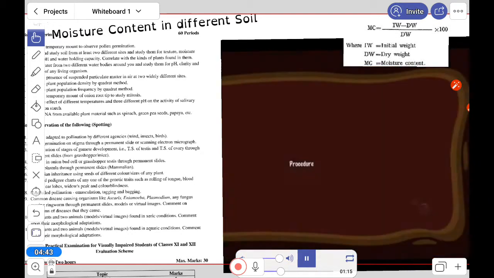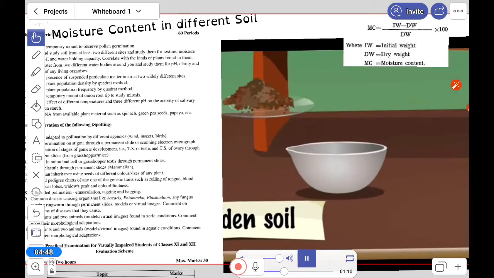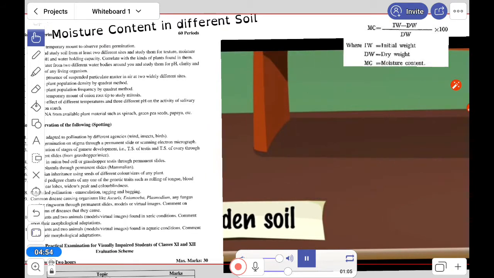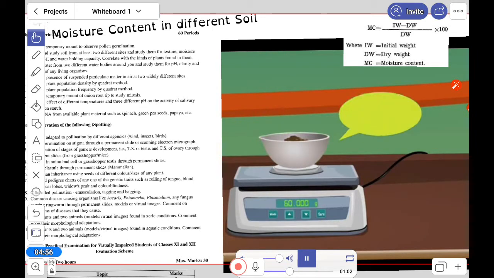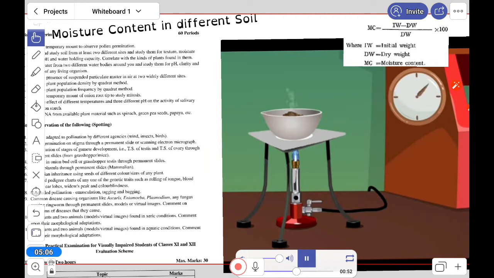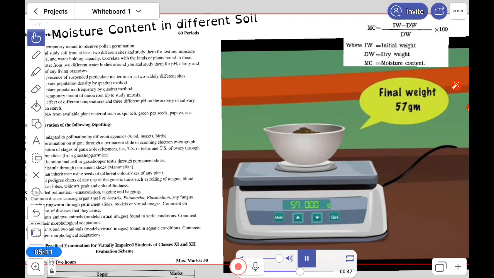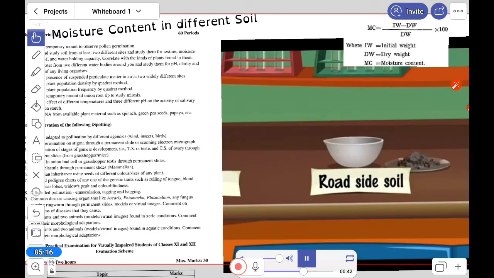Now the procedure. First we take the soil and weigh it. Suppose it is 60 gram. Then using the burner, we have to heat it for a long time so that all the moisture will evaporate. Now if we take the final weight, it will be less than that, 57.